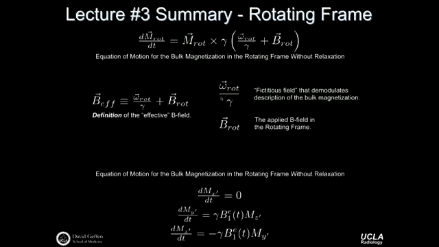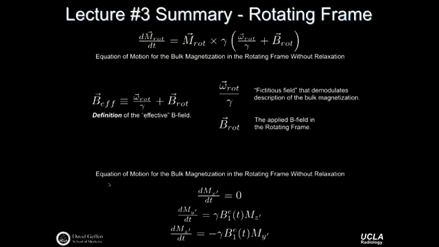The other field that we have to take into account, of course, is this B rot field, and this is the applied B field. So this might be your B1 field and your B0 field, but it has to have the right coordinate system. It has to be described in the rotating frame. Then we saw some examples of how this term, the so-called fictitious field, offsets the B0 term, and you're left with just a B1 description.